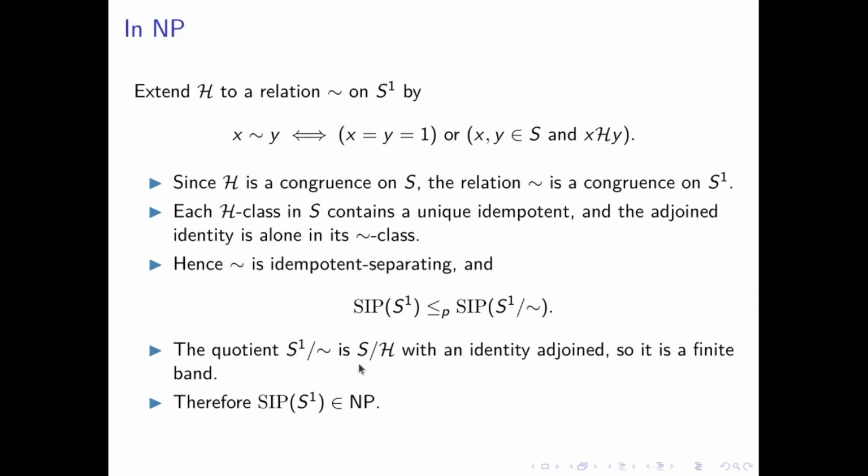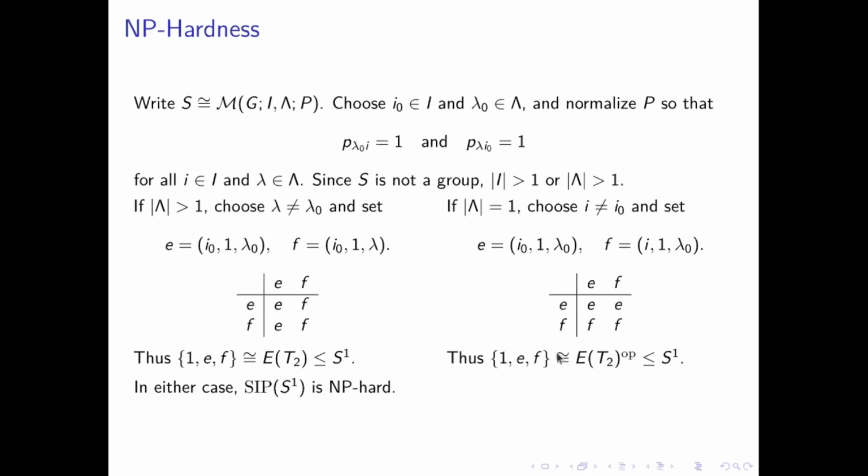Therefore, it has an identity, and it's a finite band. And then Stendhal actually showed that for any finite band, SMP is in NP, so SIP is also in NP. For NP-hardness, we dig down and we find the elements that are isomorphic to E of T2 or E of T2, the opposite group of E of T2.